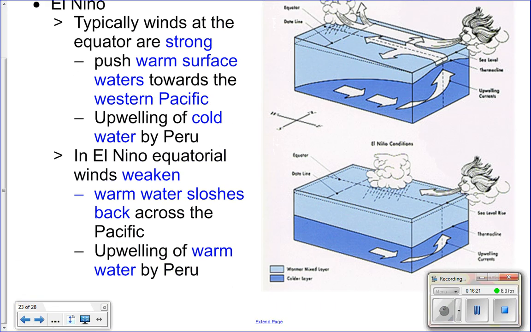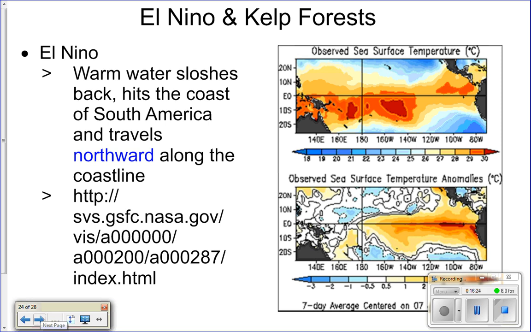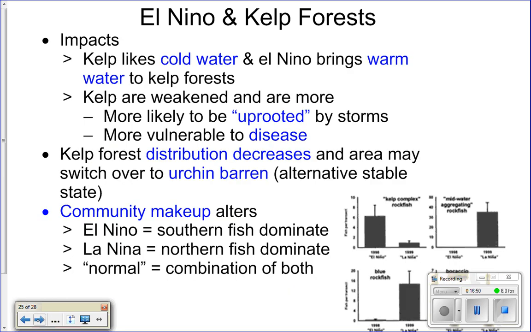Okay, so kelp likes cold water, and when they're not in cold water, that's bad for them. This picture here, before I switch the slide, is just to help you see the sea surface temperature. Notice how normally all the red and orange is over here, close to Australia and Indonesia and Papua New Guinea. And then in an El Nino event, look at where it is, over by us. So warm water by us, which affects the kelp. Kelp likes cold water, and El Nino brings warm water.